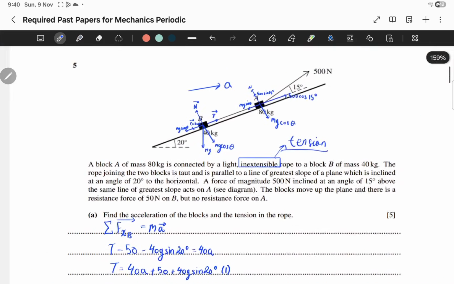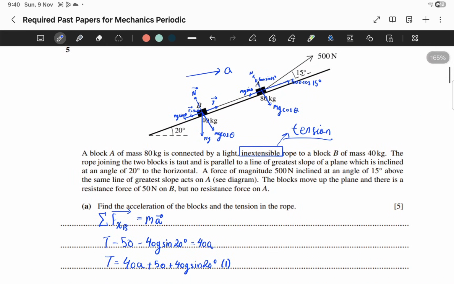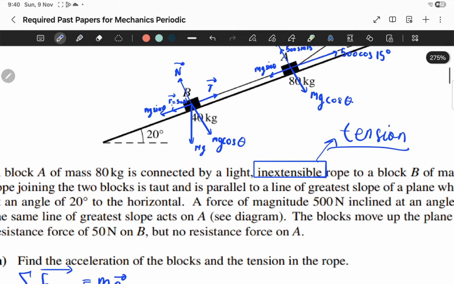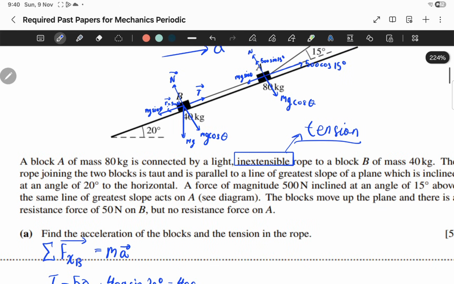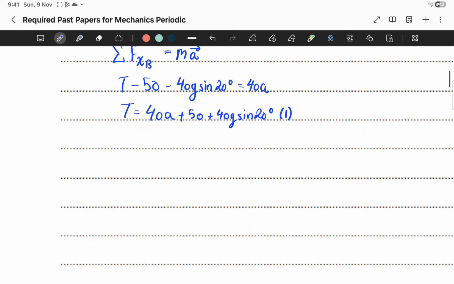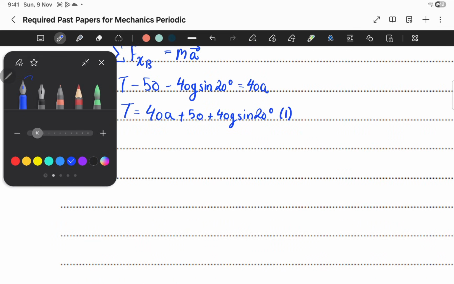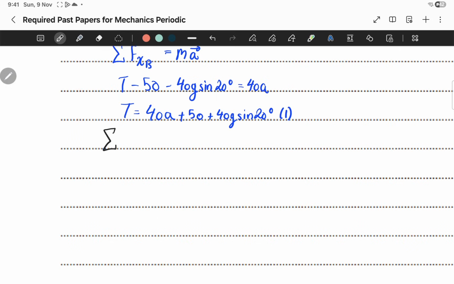Okay, we can use sigma Fy, but I don't find the need to, since it's only the normal and mg cosine theta. So I'm not going to resolve it in the y direction. Now, let me change the color. I'm going to find the other force, for block A. So I'm going to change it to black for this one. So sigma Fx of A is equal to mA, right?